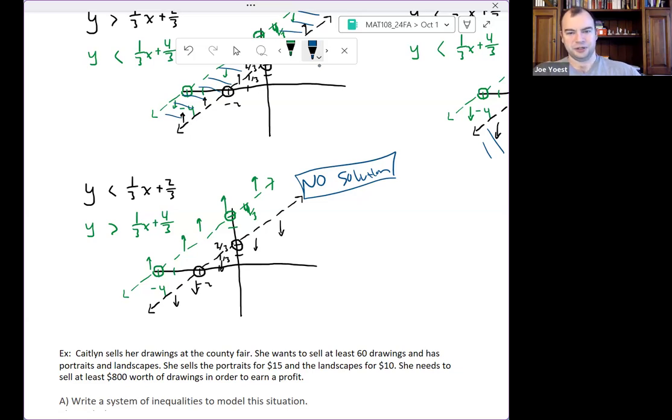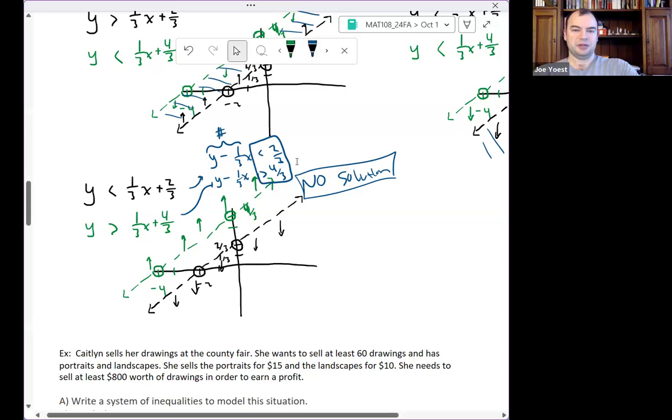How can we see that a little more clearly? Well, if I have y minus 1/3 x less than 2/3 and y minus 1/3 x bigger than 4/3, when I choose whatever ordered pair I want, pick a number for x and a number for y, doesn't matter what they are, no matter what you pick, I get some number over here, and I'm demanding that that same number simultaneously be less than 2/3 and bigger than 4/3. Of course, that's not going to happen.